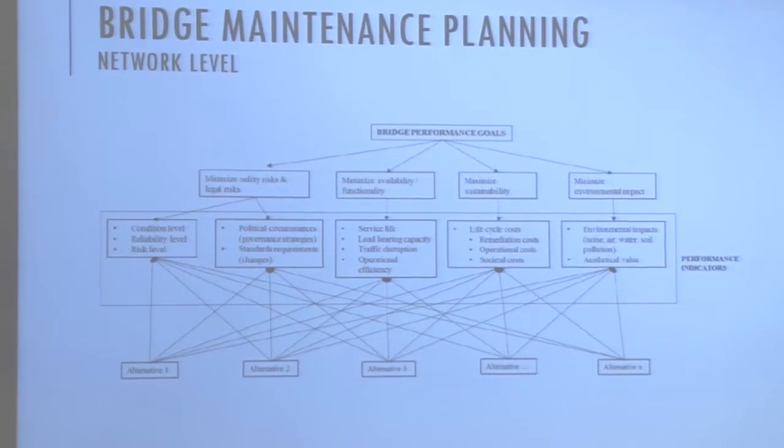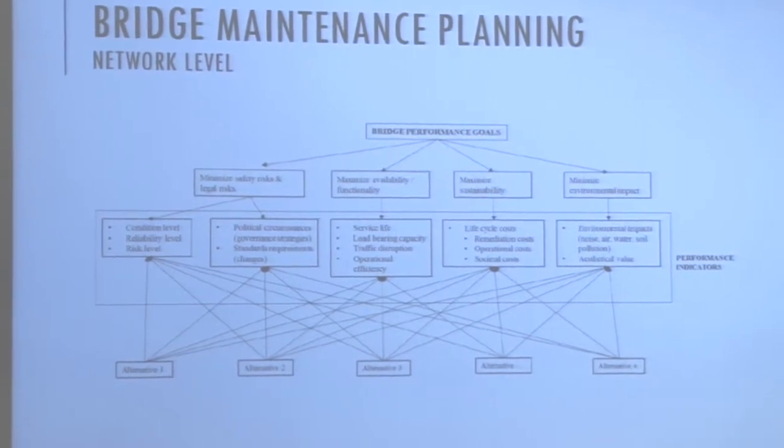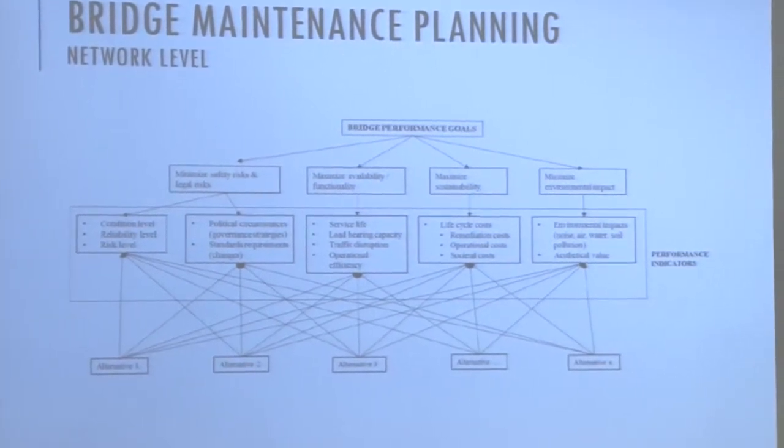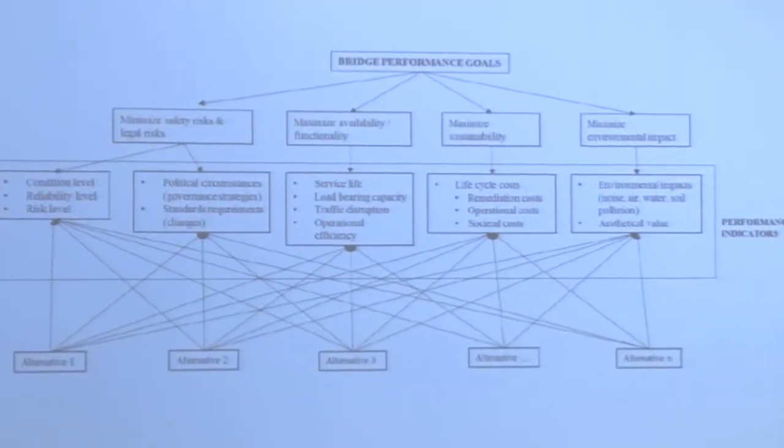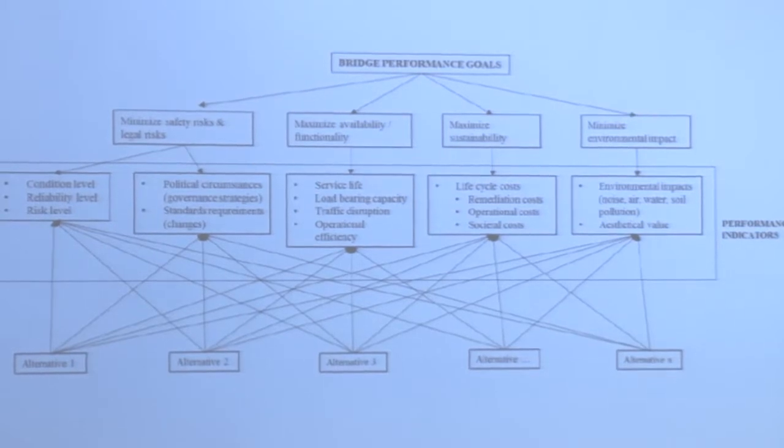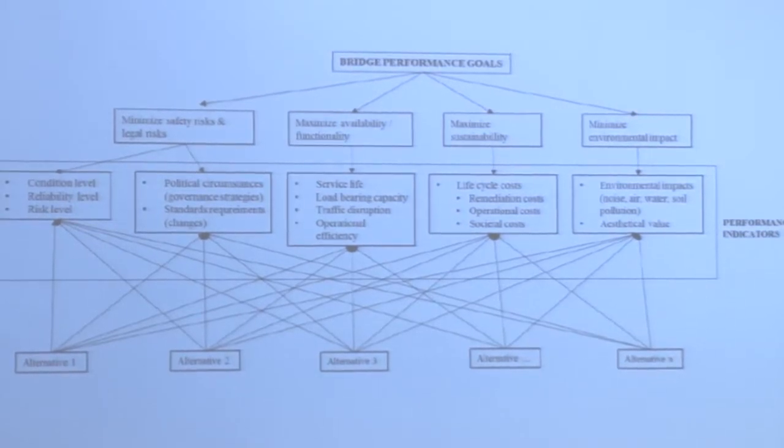But when we decide to do the maintenance planning at the network level, we are exposed to a number of different challenges. If you are just looking at reducing the maintenance cost, there are other performance goals that need to be accomplished. For example, we need to maximize safety, we need to reduce the environmental impact, and so on and so on.